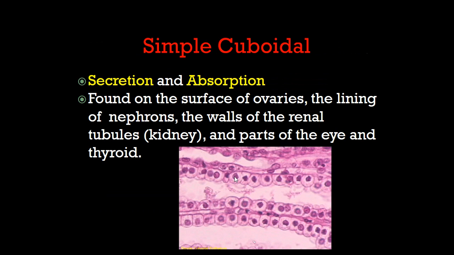Now, if we look at its main job, these cuboidal cells have a lot of surface area, so we find them in places like our ovaries or our nephrons, or in the glands of our endocrine system. They're good at secreting, and they're also good at, of course, absorbing. So one of their jobs is to make sure they can get things in and out of our body, such as in the thyroid gland. They can produce stuff into our blood.